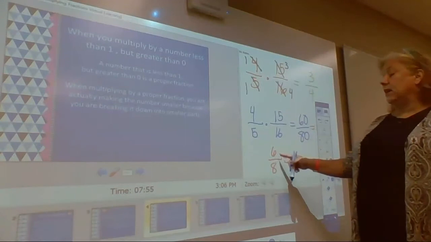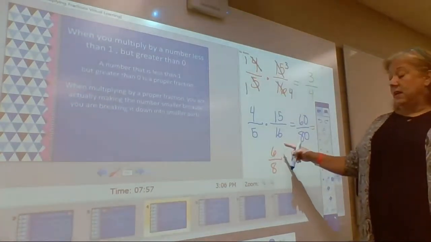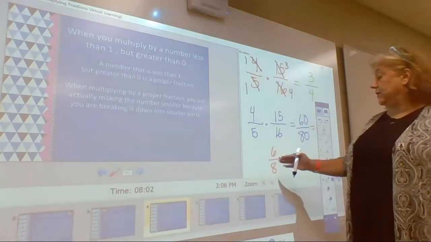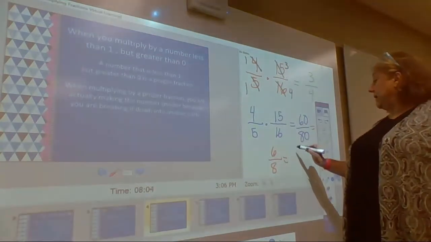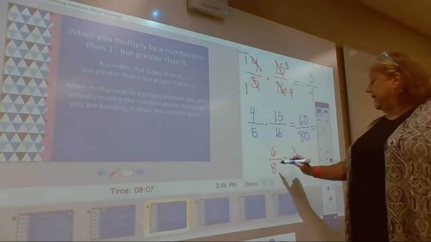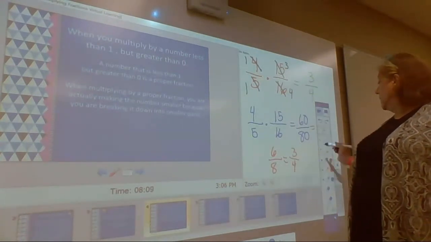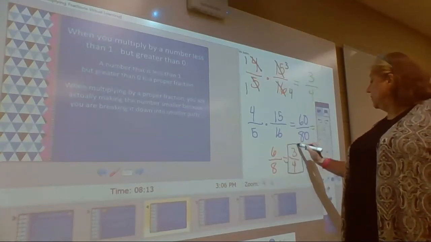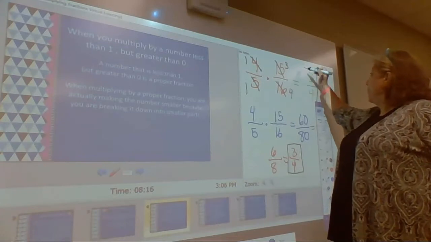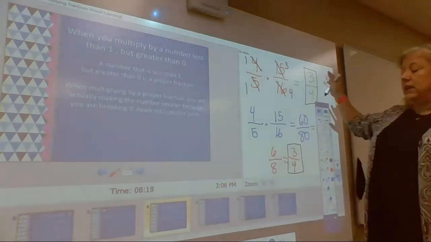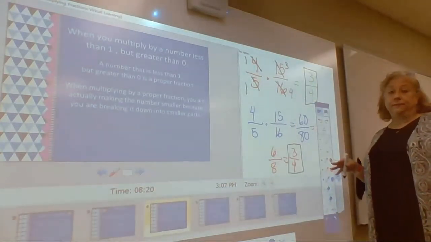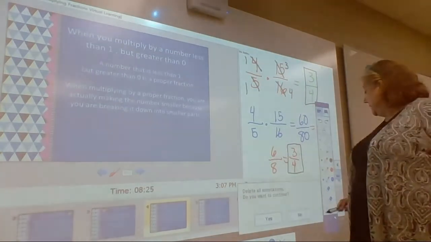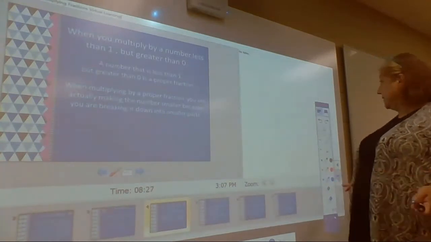Well, then I can look at this and go, wait, these are both even numbers, and they both can be divided by 2. 6 divided by 2 is 3, and 8 divided by 2 is 4. Please notice that I have 3/4 here, and I have 3/4 here. So either way is okay, as long as you come up with 3/4. I'm going to erase this, and we're going to go to our next slide.